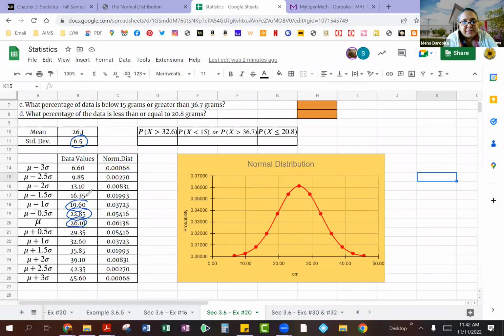increments of half. I kept subtracting that, which if we take half of 6.5, what does that come out to be? 3.25. So that's by how much I keep changing it till I came down to 3 standard deviations below, and did the same thing on the positive side till I came up to 3 standard deviations above, so that I could get a nice smooth curve on my graph over here. So pretty much the same thing that I did in number 16, I did the same thing over here to do our graph for this guy.